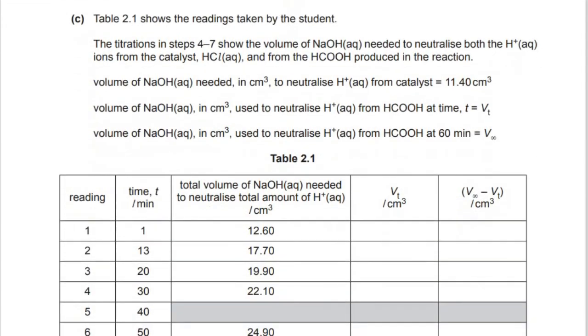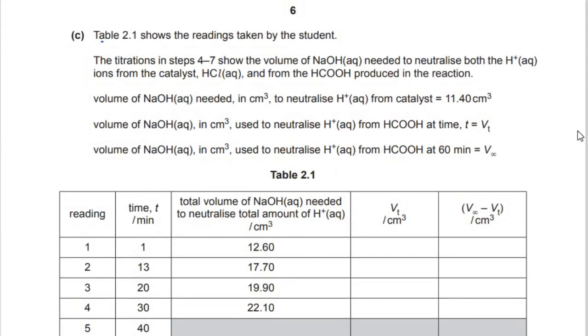Now let's go ahead here. We can see that Table 2.1 shows the readings taken by the student. So here is Table 2.1 where the readings are shown. The titration in steps 4 to 7 shows the volume of NaOH needed to neutralize the hydrogen ions from the catalyst HCl and from the methanoic acid produced in the reaction.